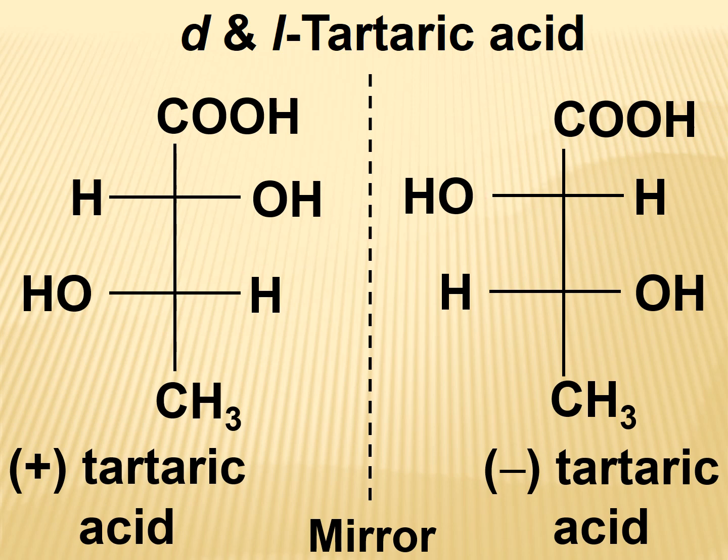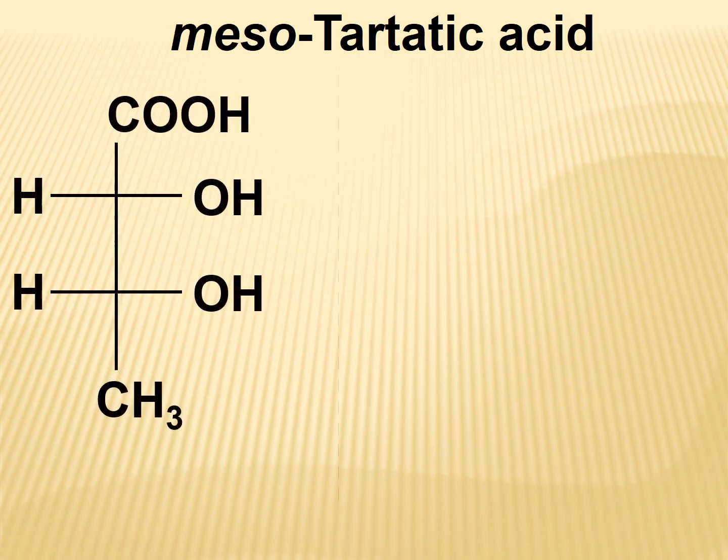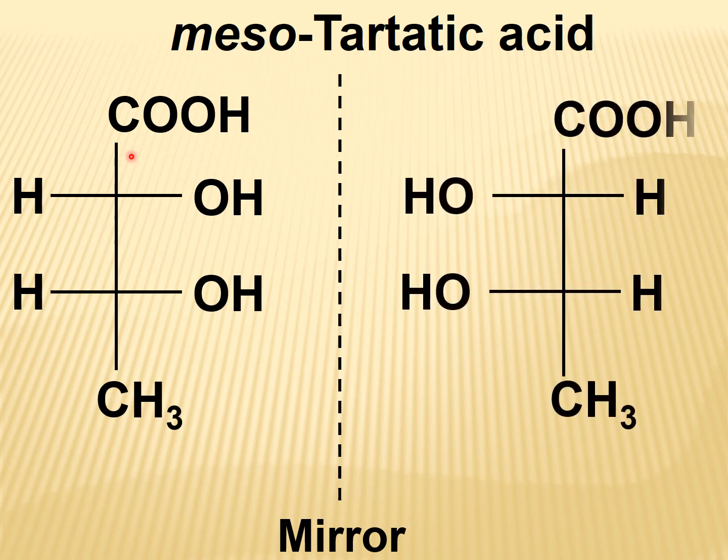Now 2 more forms are remaining, that is known as the meso tartaric acid. You can see here, this is the meso tartaric acid. The OH groups are on the same side. That is called the meso tartaric acid. 2 forms are there, meso 1 and meso 2.